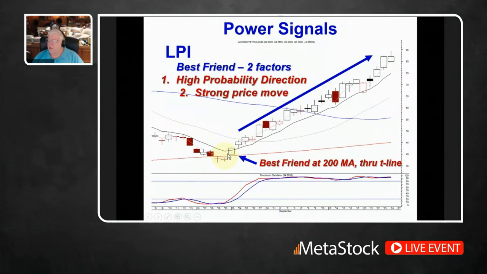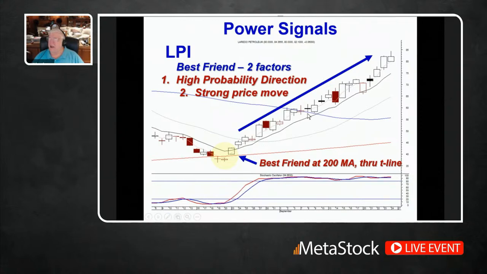First of all, we call this your best friend because it's got two major aspects to it. One, the new trend is very high probability result. And two, the magnitude of the move is usually very strong because of the strength of that reversal.